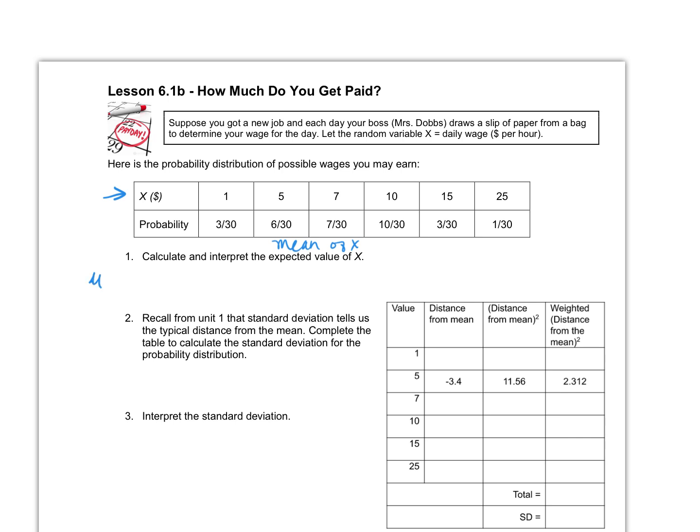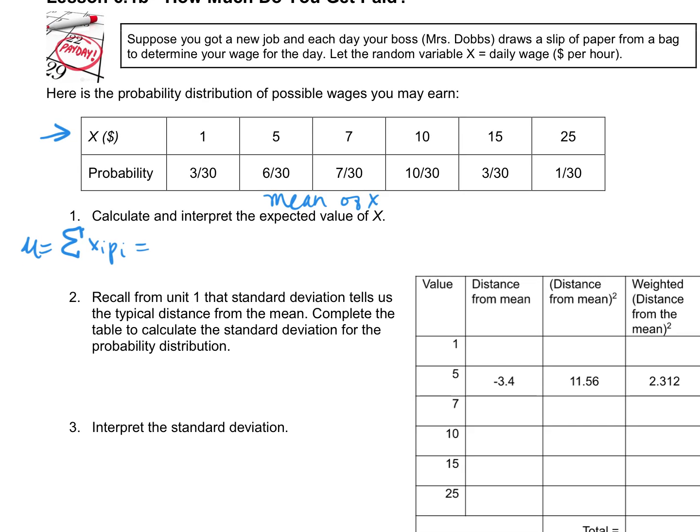Remember, the formula looks like this. It's sigma x_i times p_i. What does that mean in math? With this example, x_i is the outcome, so I do 1 times 3 out of 30, plus 5 times 6 out of 30, plus 7 times 7 out of 30, plus 10 times 10 out of 30, plus 15 times 3 out of 30, plus 25 times 1 out of 30.